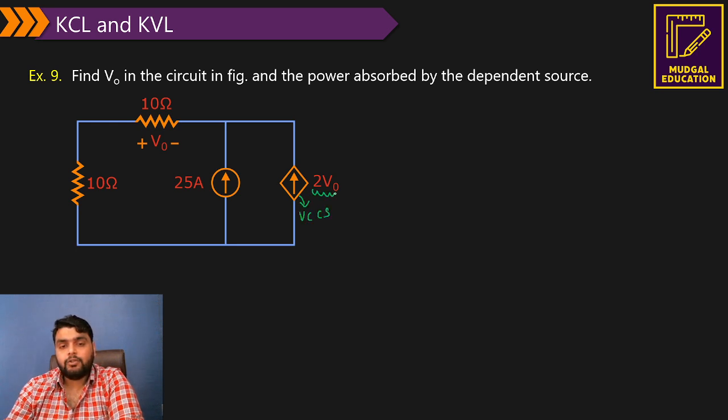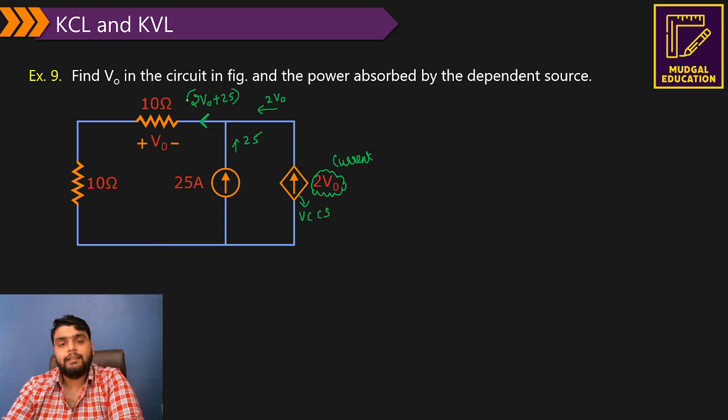So the magnitude here, 2V0, is actually the current you have. 2V0 is flowing here, and 25 ampere is flowing from there. So can you say directly how much current is going to enter this branch? It is 2V0 plus 25.